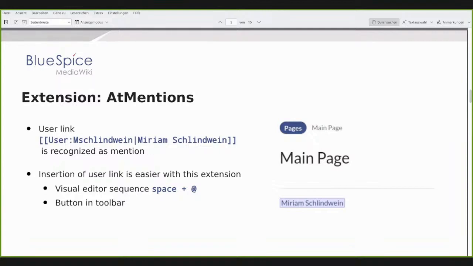The insertion of the user link can be done with a VisualEditor sequence. So you have to click the white space and then the @ sign, and then the inspector will pop up, and you can insert the username. Or if you don't know the sequence or you don't want to do that, you can use the button in the toolbar, which we added in the VisualEditor toolbar.